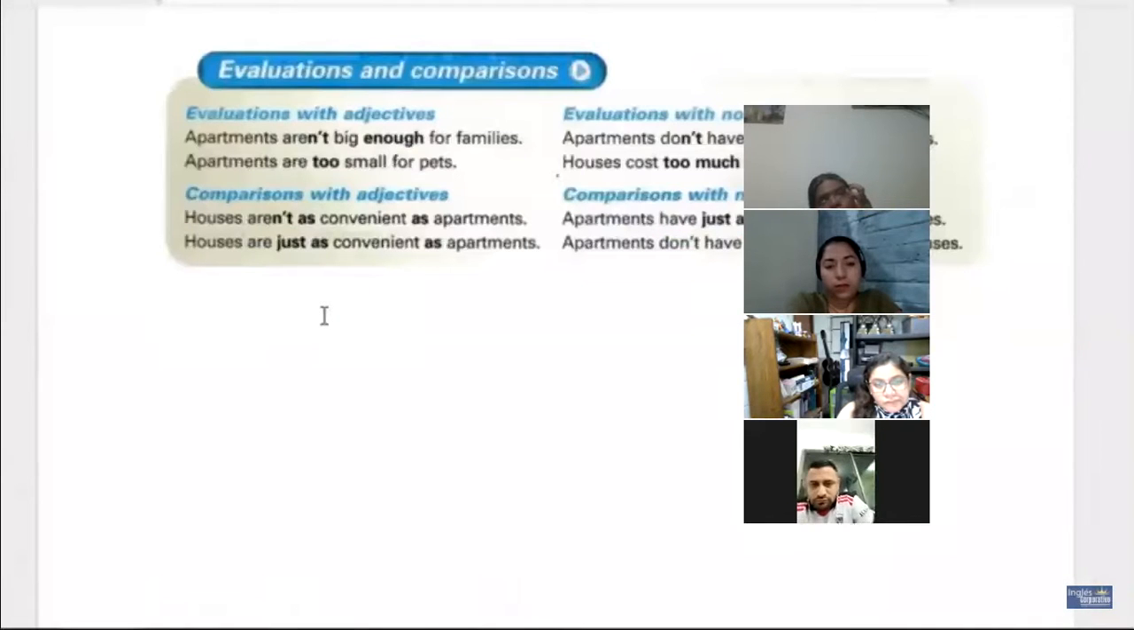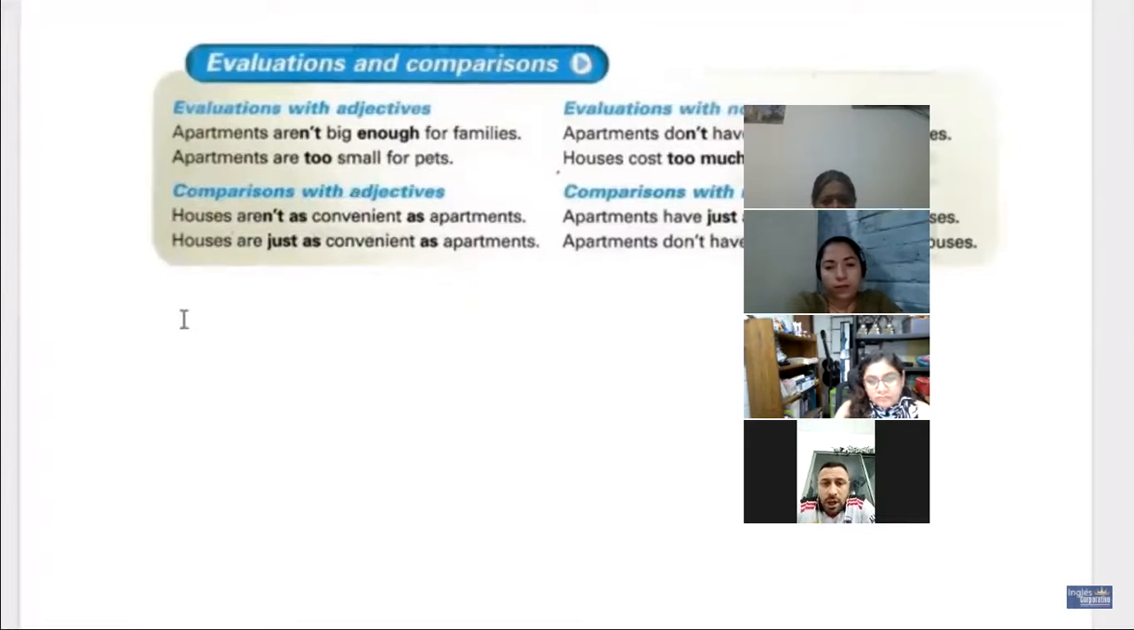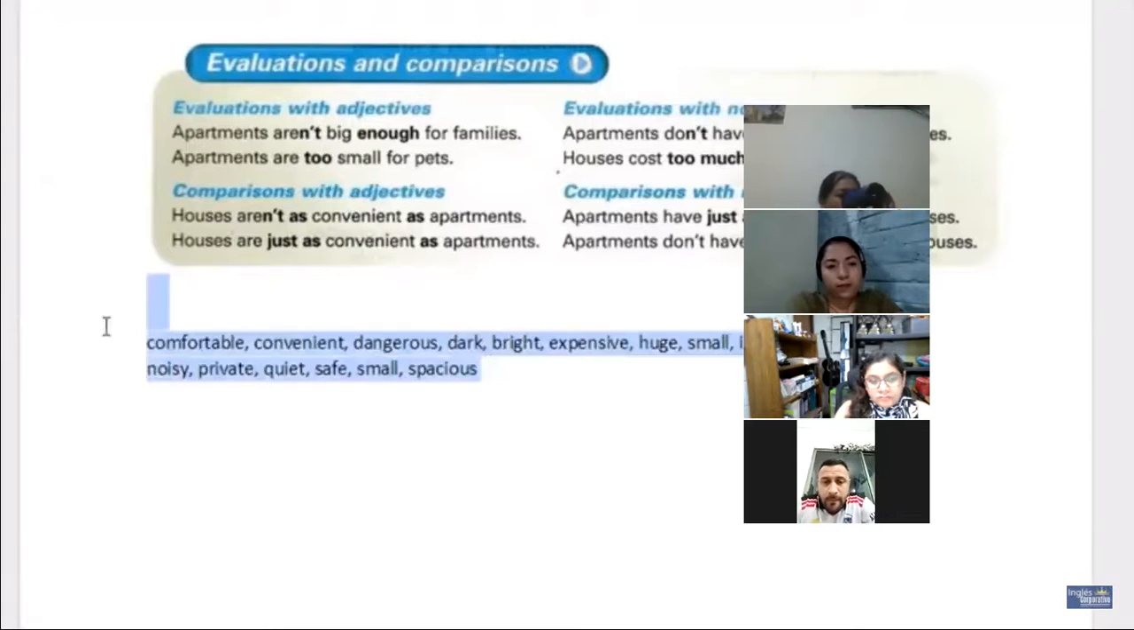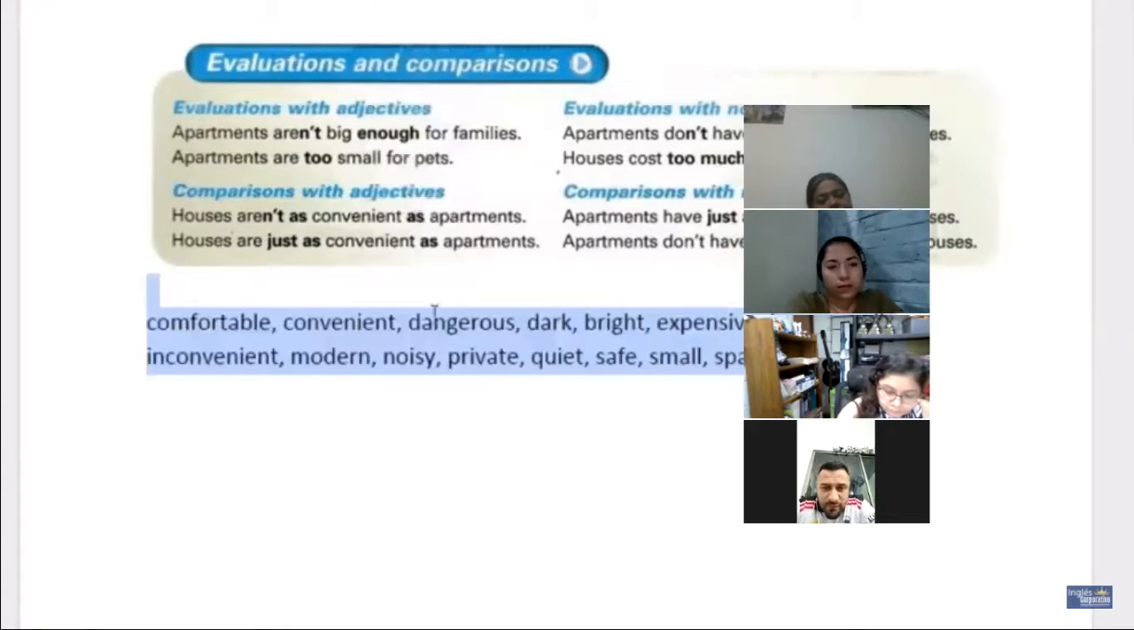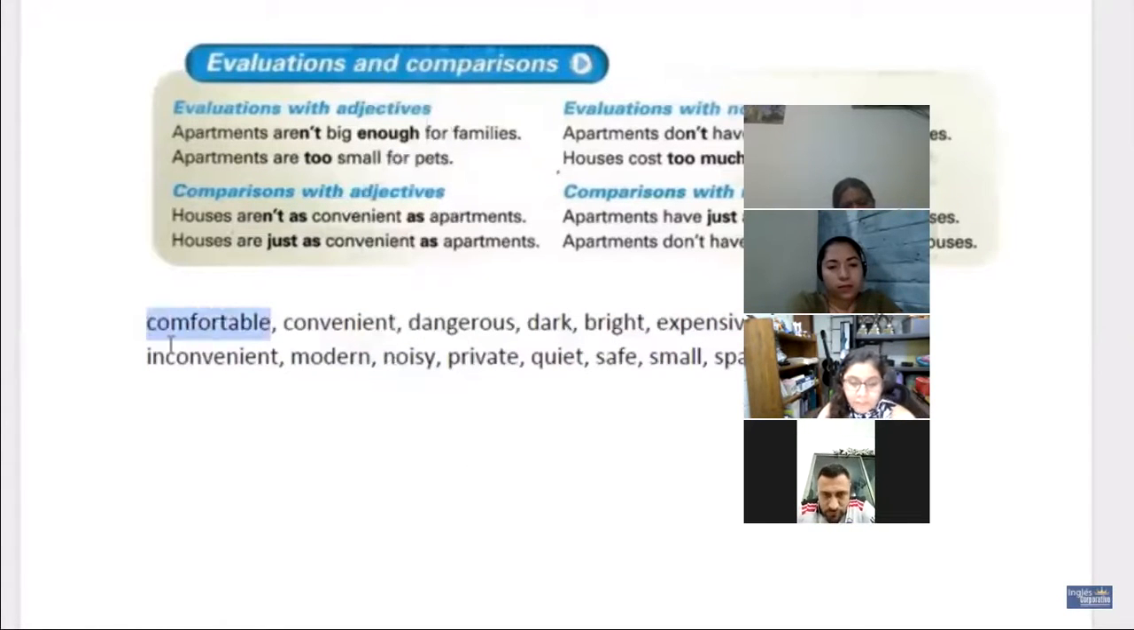First of all, what are adjectives? Well, adjectives are those words that describe nouns. So they describe people, places, or things. Since we're talking about evaluating houses and apartments, what we want to do is we want to think about some of those adjectives that we might use to evaluate a house or an apartment. And so what I'm going to do is I'm just going to write a lot of those words here, and then what I would like for you to do is to memorize this and maybe study them if you're not familiar with them. So for example, we have the adjectives comfortable, convenient, dangerous, dark, bright, expensive, huge, small, inconvenient, modern, noisy, private, quiet, safe, small, spacious. And I'm pretty sure you can think of many more.